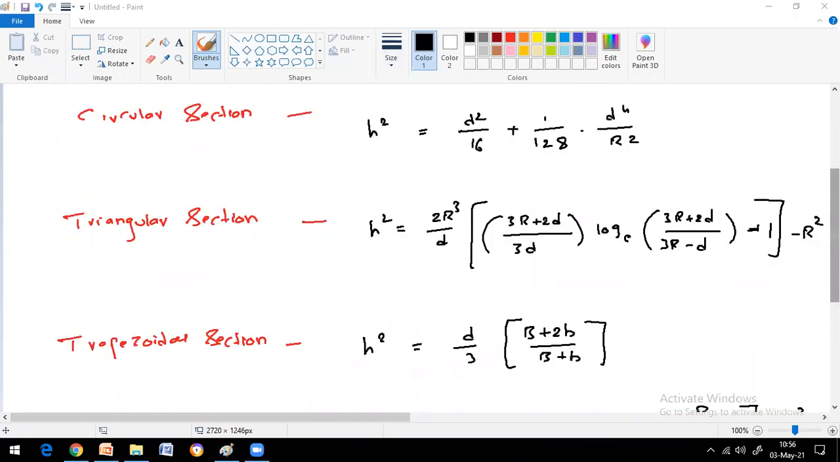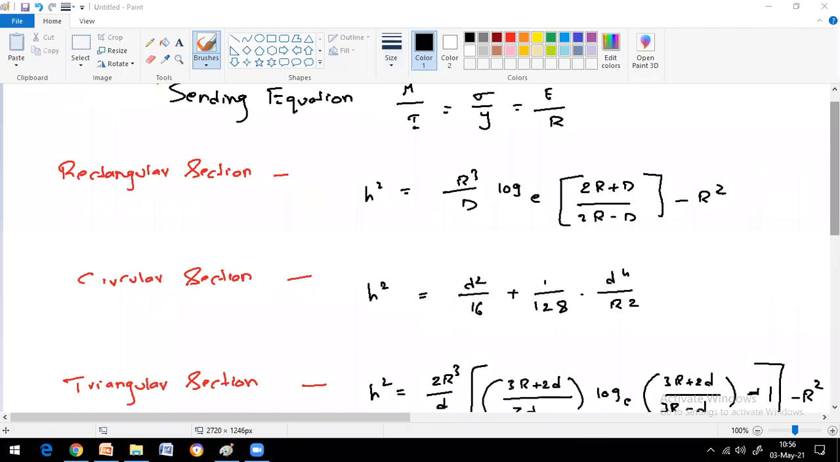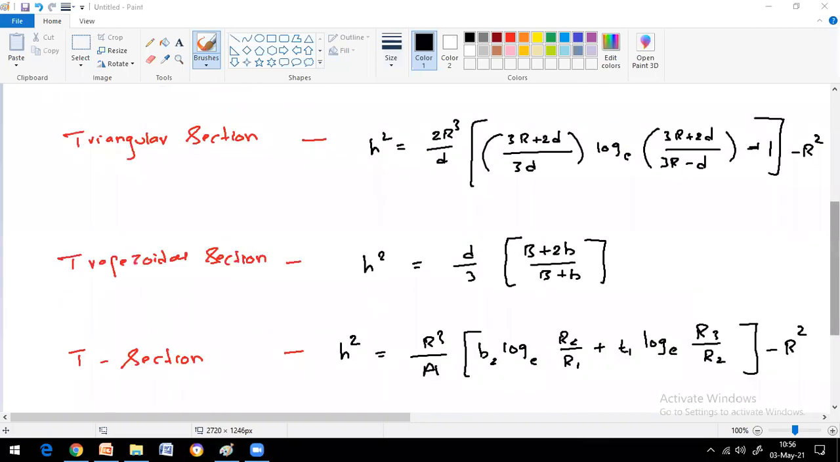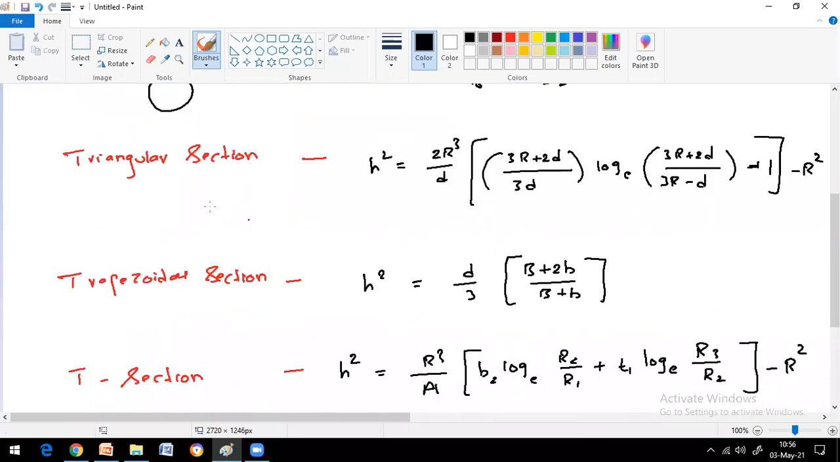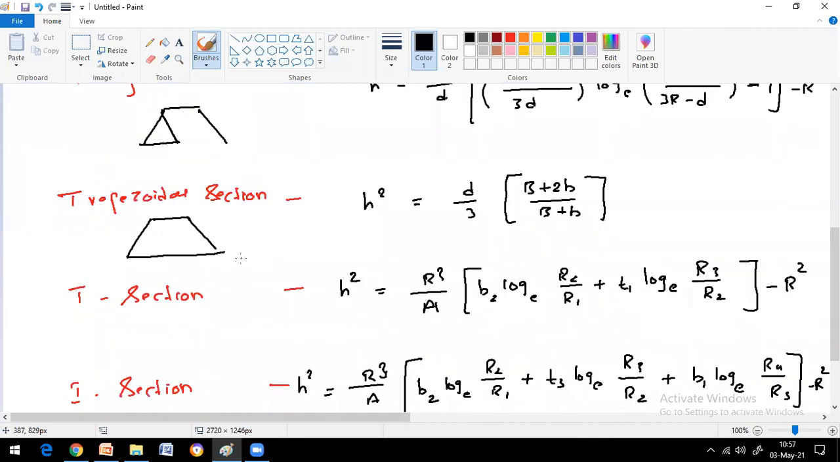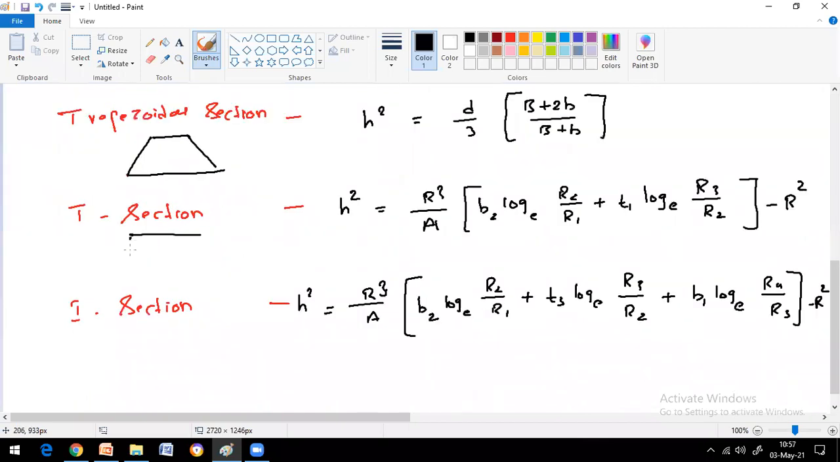Have you noted all these? Rectangular section, circular section, triangular section, trapezoidal section. So I think you all know how the sections look, isn't it? Rectangular section will be like this. Circular section. Trapezoidal section. Triangular section. T section. And I section.